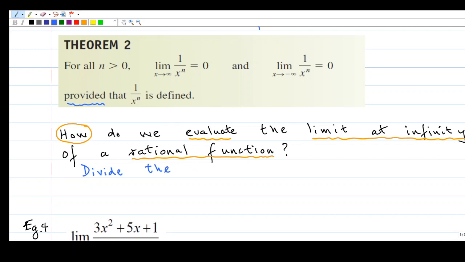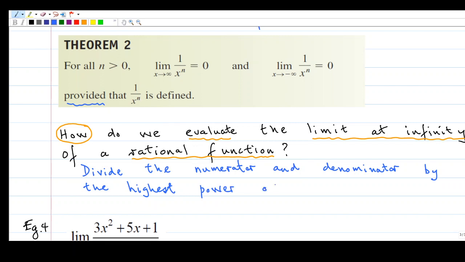the numerator and denominator by the highest power of the variable present in the denominator.